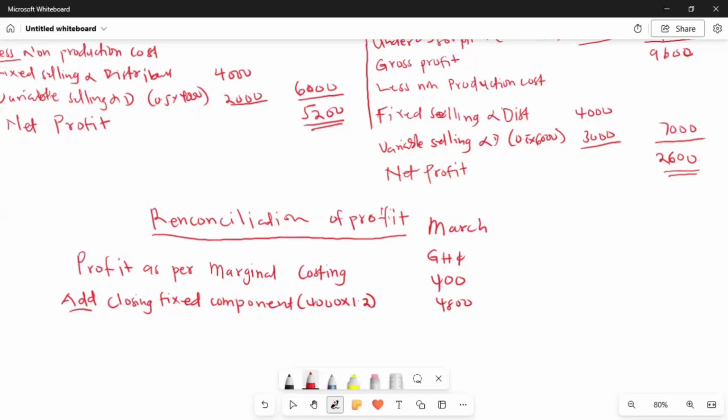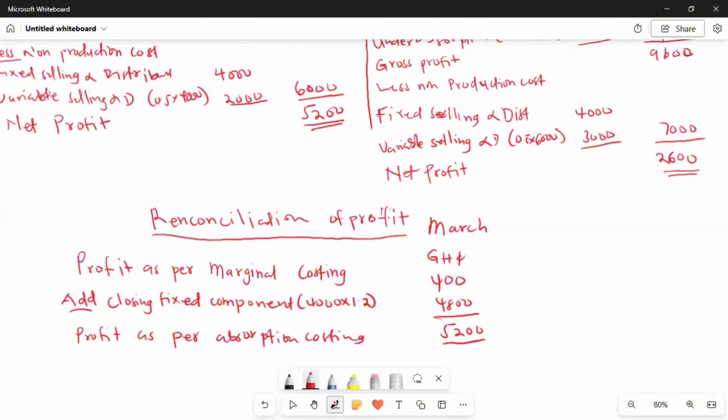And there were no opening units. If there were opening units, then we would less the opening fixed component. So since there was no opening, the opening will be 0. So we are just going to add this 4,000 by this, and we are going to get 5,200. So this must be the same as the profits as per what? The absorption costing for the month of March.